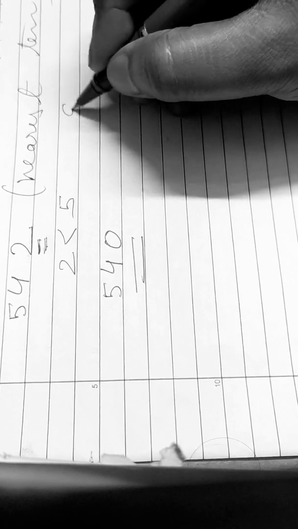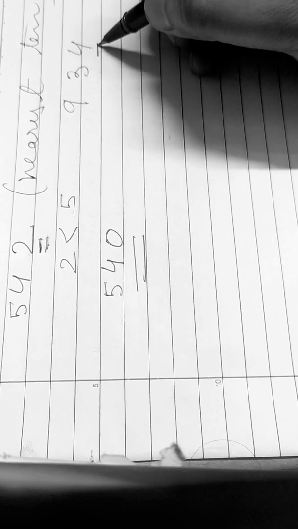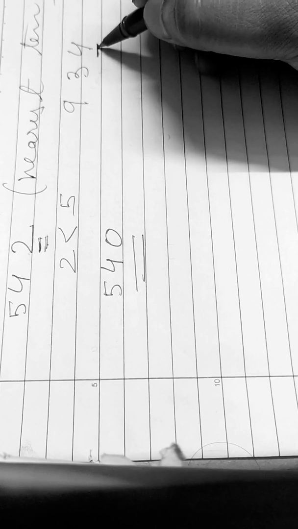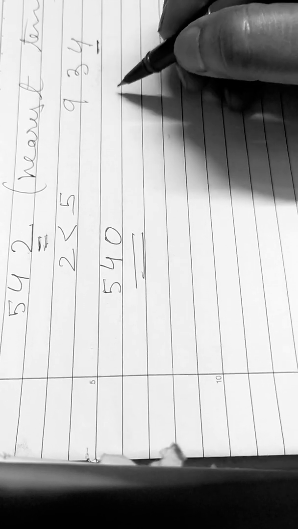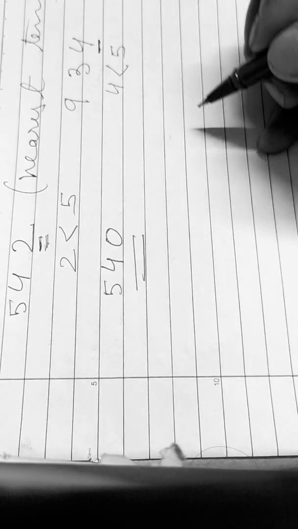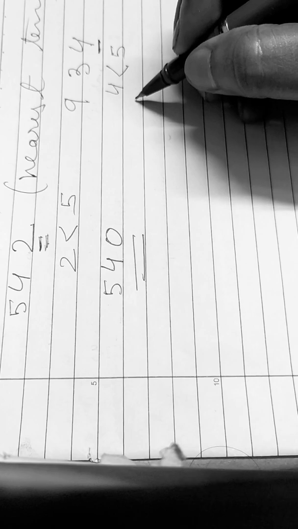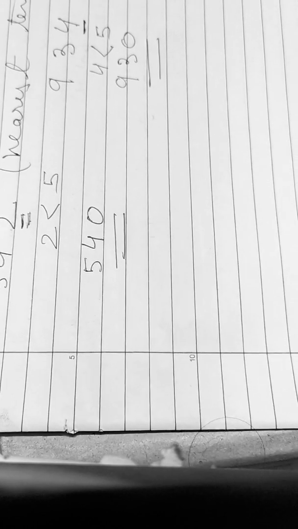Okay, take another example like 934. Round off to the nearest 10. Nearest 10 means we will see the digit at unit place. The unit place value is 4 and 4 is less than 5. So what answer will we get here? 930. Clear? So this is the nearest 10. Clear to all of you?